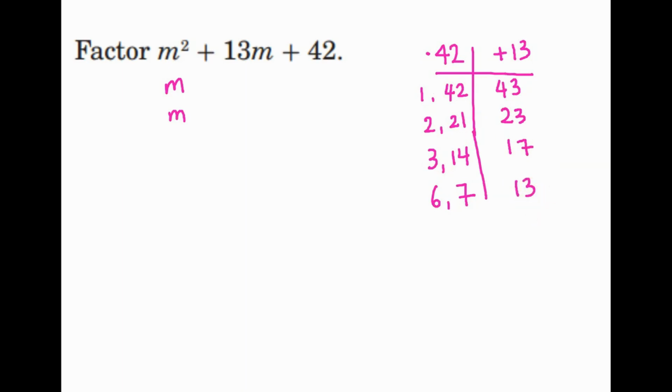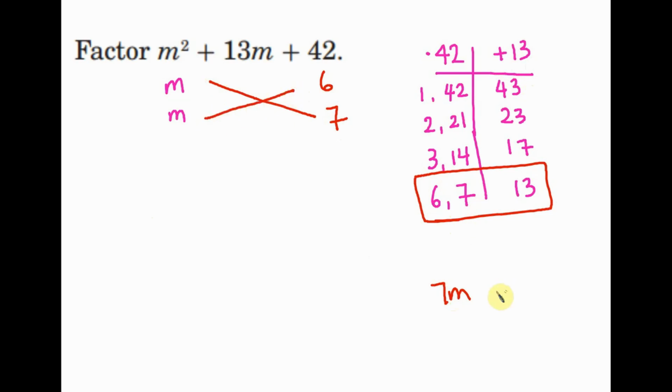And as you see, my answer that I was looking for is I need to get 13, which is this case right here. So if you had 6 and 7, when I cross multiply this, m times 7 will be 7m and m times 6 will be 6m, and when I add them, I do get 13m, and that's good.